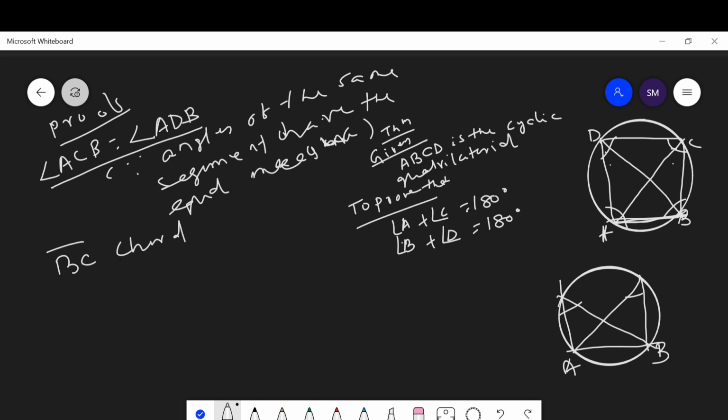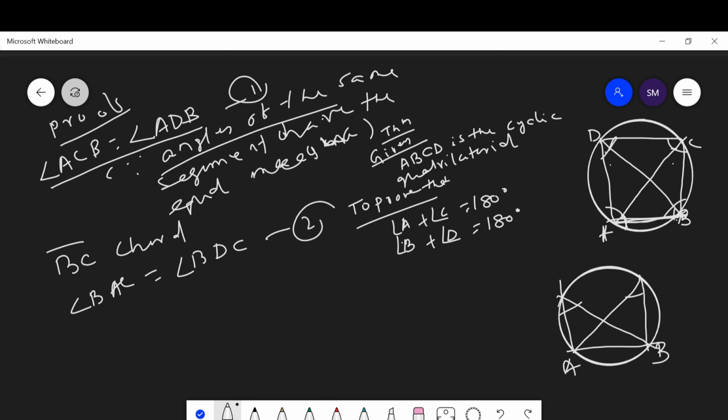Consider the BC chord, BC side. Then angle BAC is equal to angle BDC, as the angles of the same segment are of equal measure. By this theorem we can say that BDC is equal to BAC, while BC is the chord and this angle is equal to this angle because angles of the same segment are equal. This is equation 2 and this is equation 1.